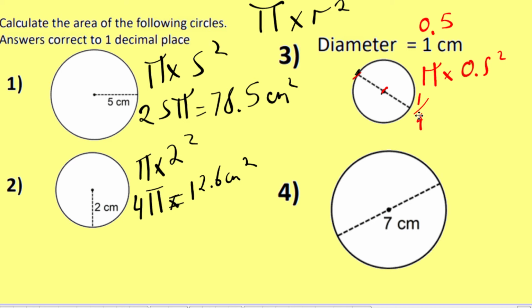Okay, unlikely you'll get this one in your exam, but it's worth knowing. A quarter pi, which is equal to 0.785, which I'm just going to round to 0.8 centimeters squared.